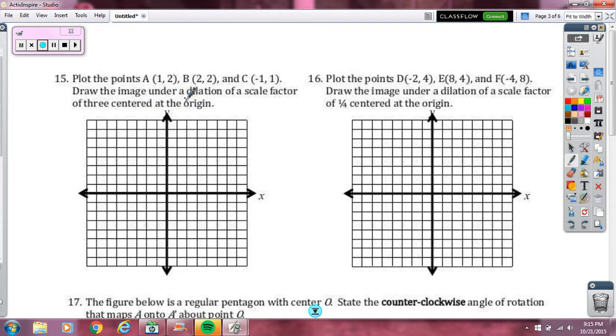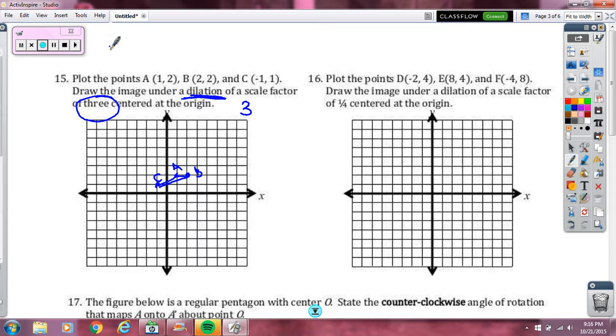So moving on to another transformation, dilations, making stuff bigger or smaller. Let's plot our original points: 1, 2; 2, 2; -1, 1. A, B, and C. And I'm going to create a dilation that has a scale factor of 3. So a scale factor of 3 is going to end up giving me an enlargement. Something bigger than 1 makes a larger shape.